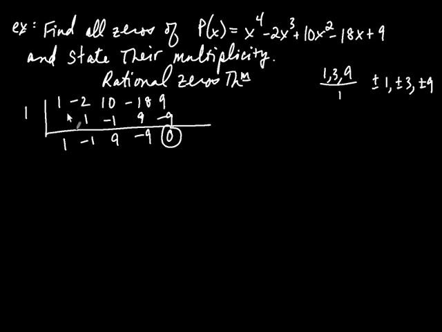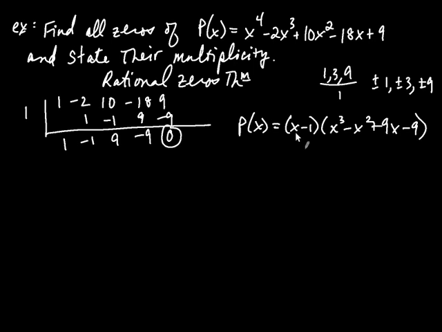Now that means that this polynomial can be written in factored form: p of x can be written as x take away 1, because 1 is a 0, times the quotient, which would be given by this line here. So it'd be 1x cubed minus x squared, so x cubed minus x squared plus 9x minus 9.